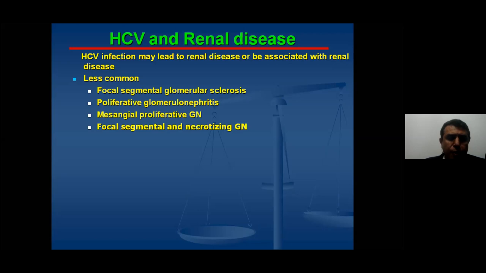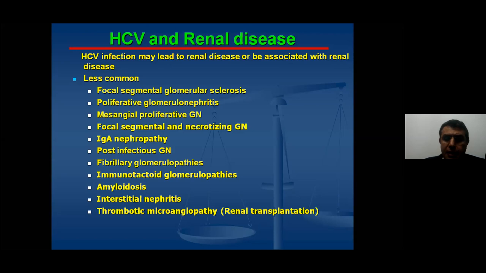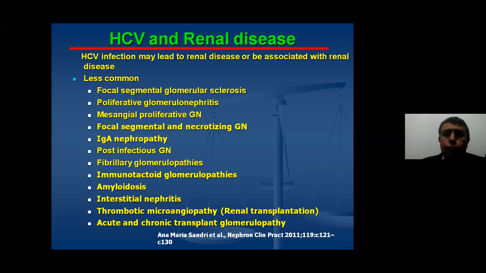GN, mesangial proliferative, focal segmental necrotizing GN, IgA nephropathy, postinfectious, fibrillary glomerulopathies, immunotactoid glomerulopathies, amyloidosis, interstitial nephritis, TMA, and acute and chronic transplant glomerulopathies. So we have a lot of ways that hepatitis C virus, commonly and uncommonly, can affect the kidney.